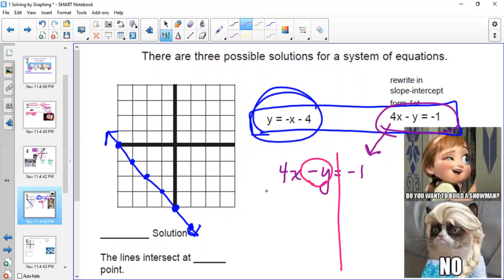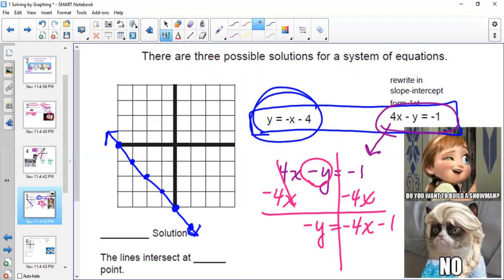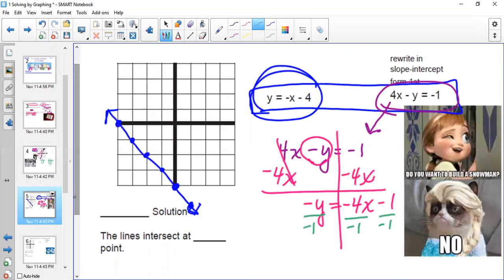So I'm going to move the 4x over by subtracting it. If you remember, I cannot combine the x term and the constant, so I'm going to leave them separate. Don't forget to bring down your negative in front of that y, because we will then divide everything by -1. So this equation is actually y equals 4x plus 1.